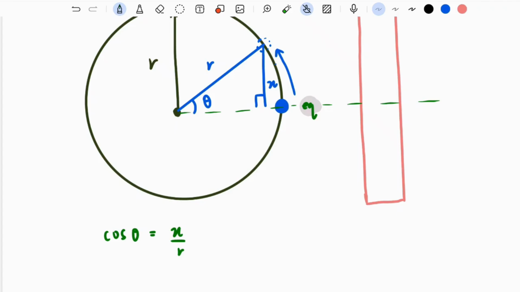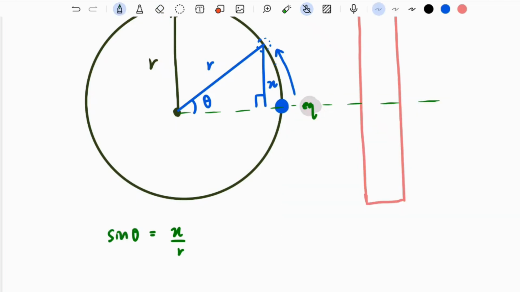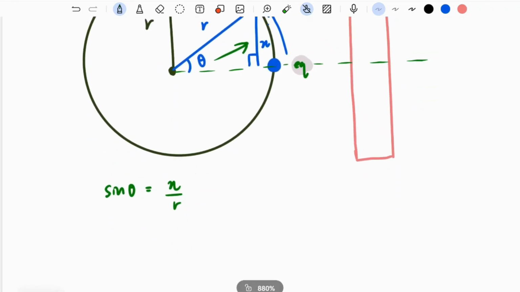Our opposite side is x. Sorry, it's not cosine. It's sine. Sine is opposite over hypotenuse, and your opposite is x and your hypotenuse is r, so it's x over r. Yeah, sorry, it's not cosine. So, since we want to find the function of x, let's make x the subject of this equation. So we will have x equals r sine theta.